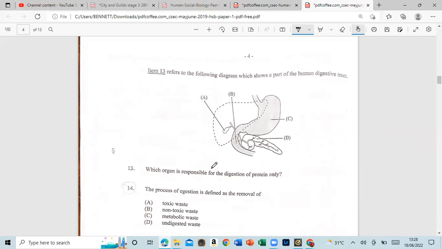It says, which organ is responsible for the digestion of protein only? All right. So this is our pancreas. So your stomach.